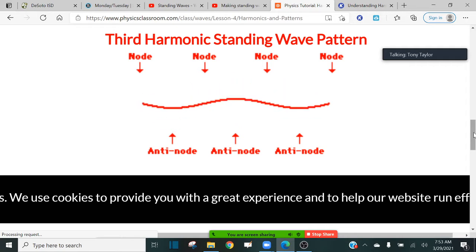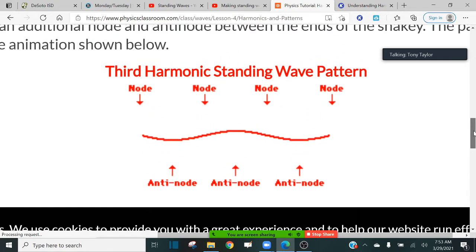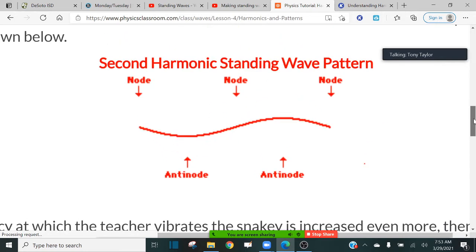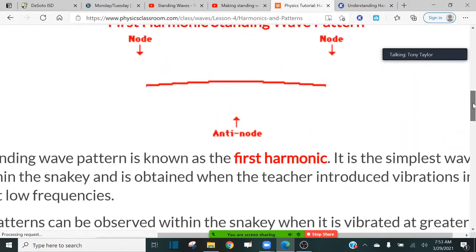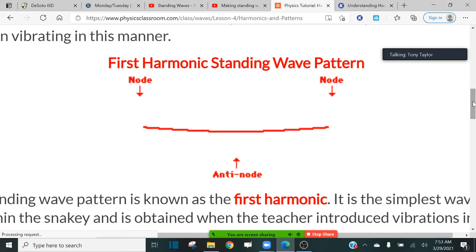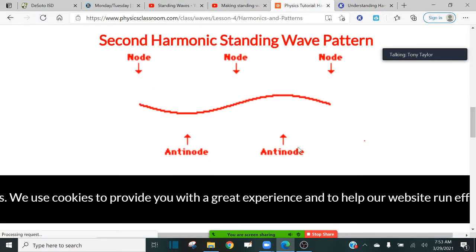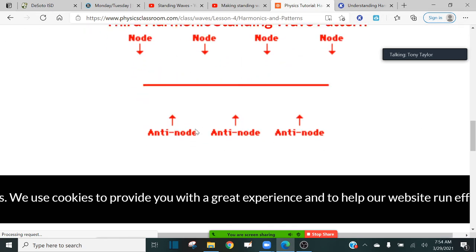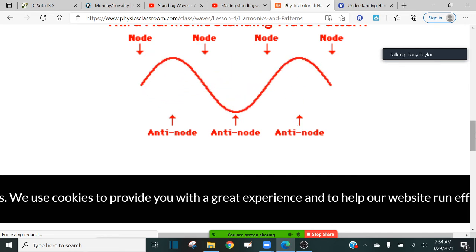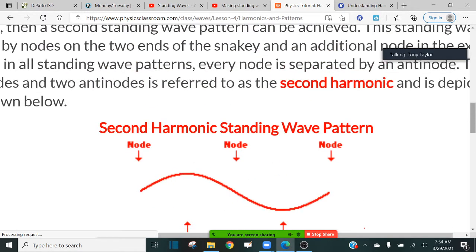So whenever you're working on your assignment, if you want to know the harmonic number, all you have to do is look at the number of antinodes in the animation. And by the way, the number of nodes will always be one more than your antinodes. So if you have one antinode, you're always going to have two nodes. If you have two antinodes, you're always going to have three nodes. If you have three antinodes, you're always going to have four nodes. Just want to be sure to state that.